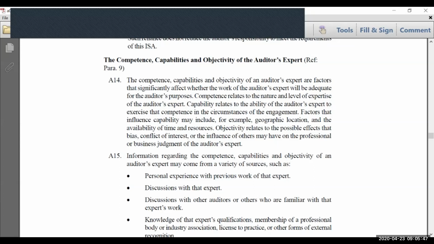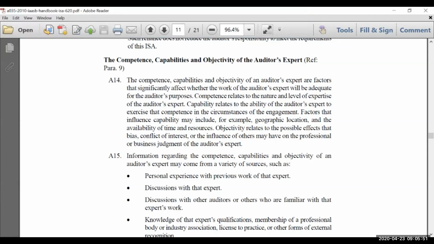Competence is more or less acquiring the knowledge and the skills necessary for the expert to deliver his expertise. In accounting, for example, competence can be measured by whether you have done the entire CPA. Are you a CPA 3, for example? That can be a measure of your competence. But it doesn't mean that because you're competent, you are capable. Those are two different things.